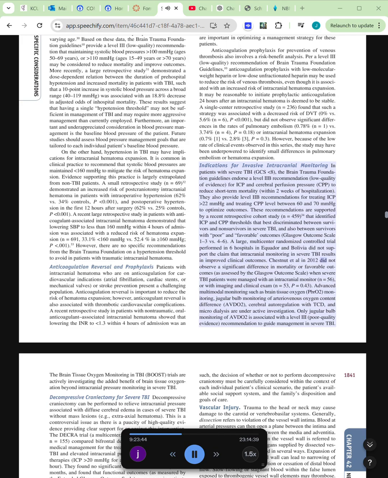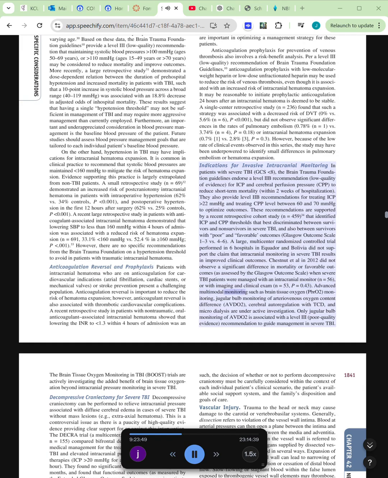Chestnut et al. in 2012 did not observe a significant difference in mortality or favorable outcomes as assessed by the Glasgow Outcome Scale when severe TBI patients were managed with an intracranial monitor (n=56) or with imaging and clinical exam (n=53), P=0.43.